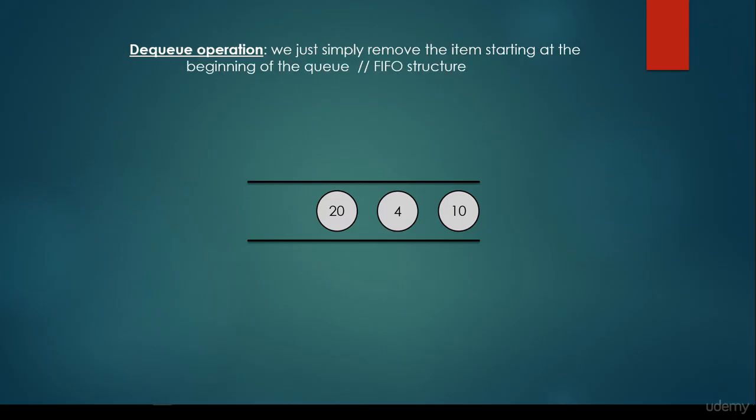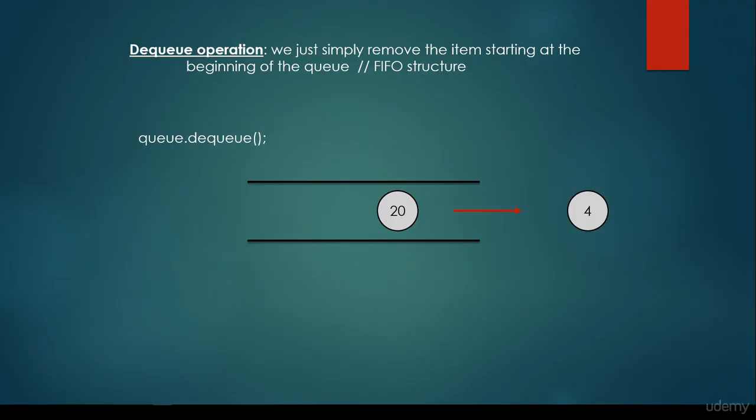What about the dequeue operation? We just simply remove the item starting at the beginning of the queue because it has a FIFO structure. So the first item we insert is going to be the first item we take out. Here, if we are going to call the dequeue method, it's going to get rid of the 10. Why? Because 10 is the first item we have inserted. Okay, so we have managed to get rid of 10.